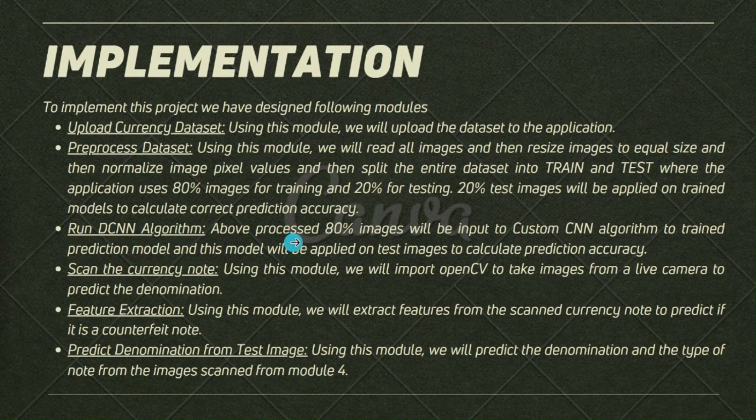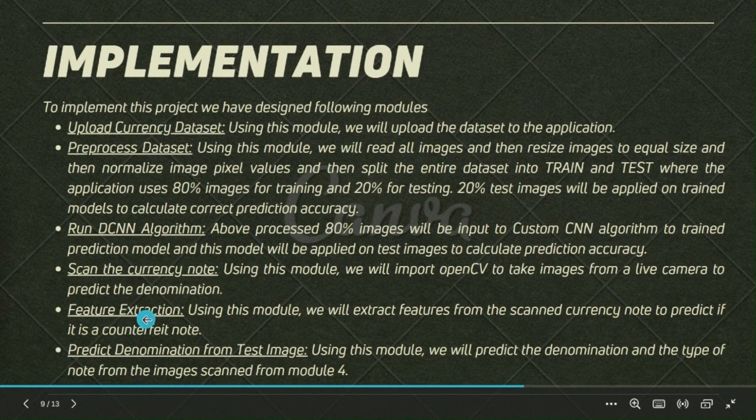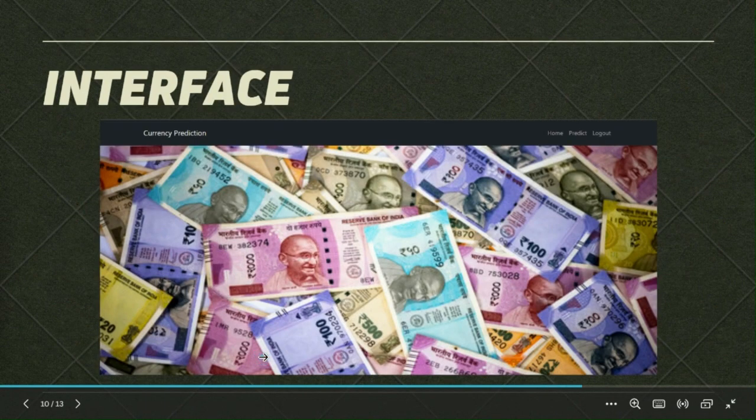Then run the DCNN algorithm. The above processed 80% images will be input to custom CNN algorithm to train the prediction model, and this model will be applied on test images to calculate prediction accuracy. Then scan the note. Using the camera interface, we'll scan the images live. In feature extraction, using the model, the features are extracted and then the denomination is predicted.